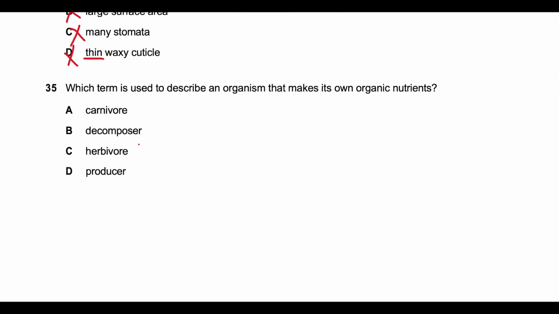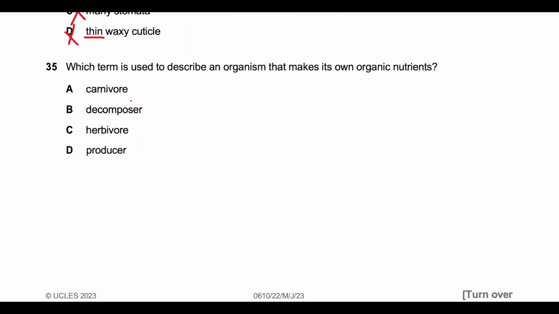Let's move to question number 35. Which term is used to describe an organism that makes its own organic nutrients? Simple and easy. Producers. Carnivore. No, that they are eating other organisms, animals. Herbivore, only eating herbs. Decomposers, that they feed on dead bodies and remains organic. So it's producers.